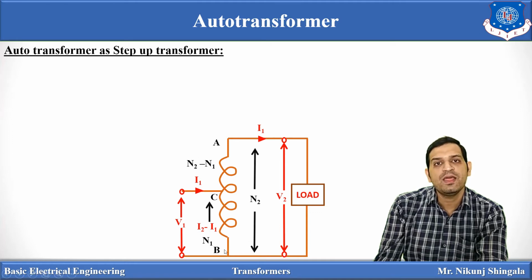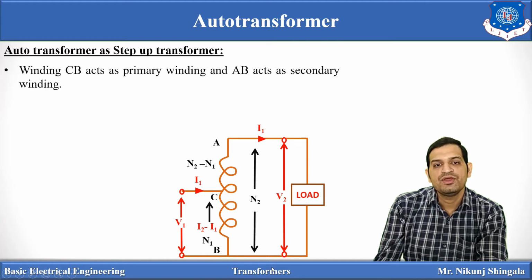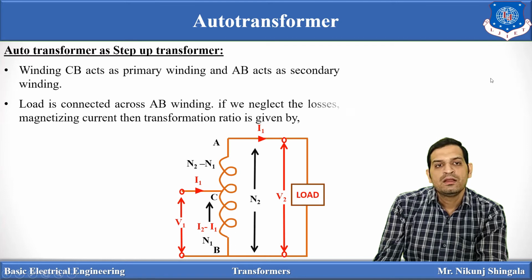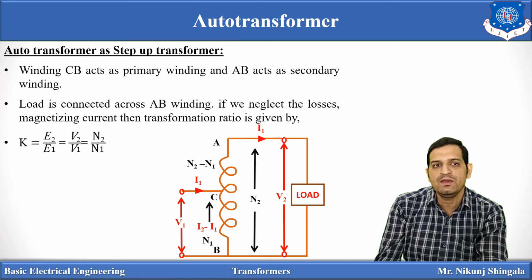Now moving on to the application of auto transformer as a step up transformer. Here again one winding is there, you can see AB. Tapping is done over here, so this is the CB section. Input is given across the CB section and load is connected across the AB section. So CB will work as the primary winding and AB as the secondary winding. Suppose the number of turns in the CB section is N1 and in the AB section is N2, then the number of turns in the AC section will be N2 minus N1. Load is connected between AB, and if we neglect the losses and magnetization current, then the transformation ratio is again K is equal to E2 by E1 is equal to V2 by V1 is equal to N2 by N1.